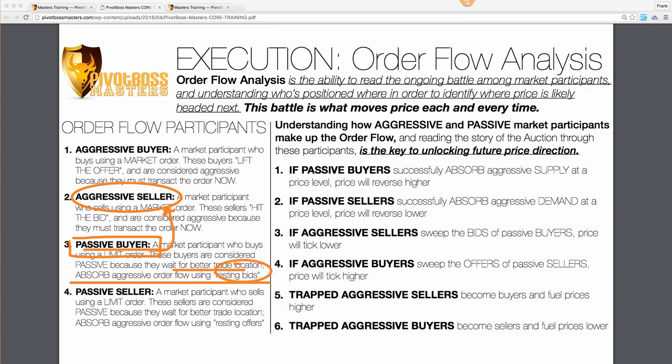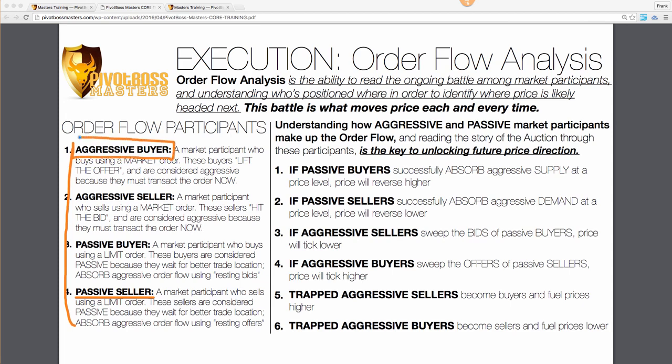On the other side here, you have a passive seller, and this is a market participant who sells using a limit order. And these sellers are considered passive because they wait for better trade location and they absorb aggressive order flow using resting offers. So a passive seller will be absorbing aggressive buyer order flow. So if an aggressive buyer is lifting the offer, then the passive seller is using limit orders, absorbing that demand. So understanding how aggressive and passive market participants make up the order flow and reading the story of the auction through these participants is the key to unlocking future price direction.